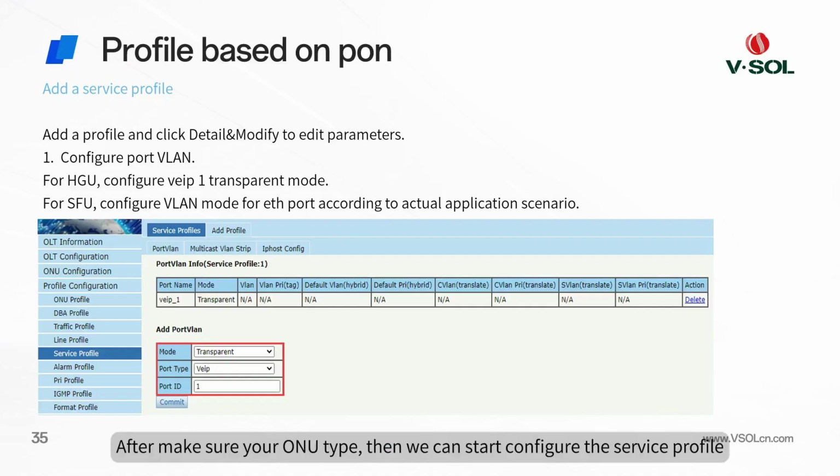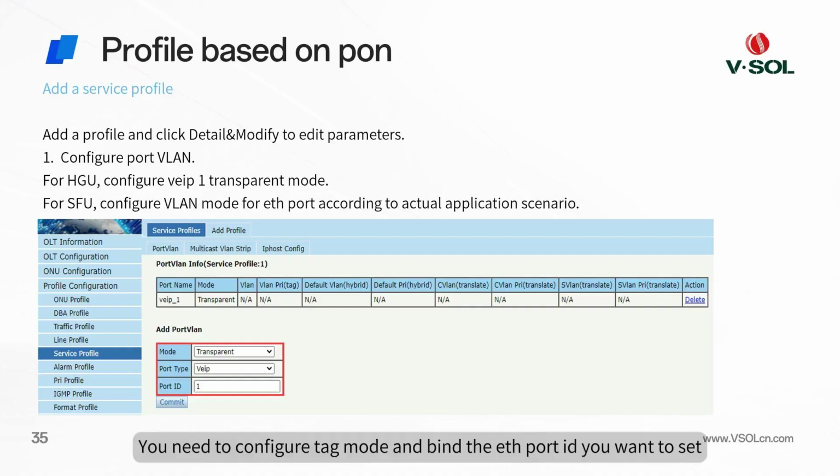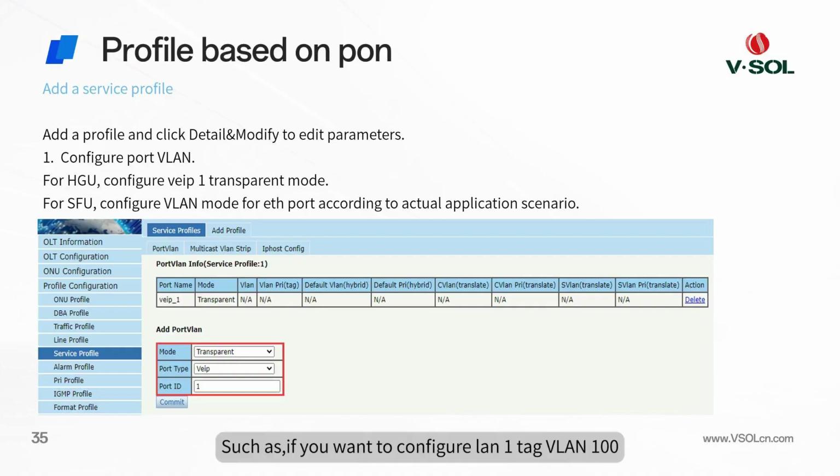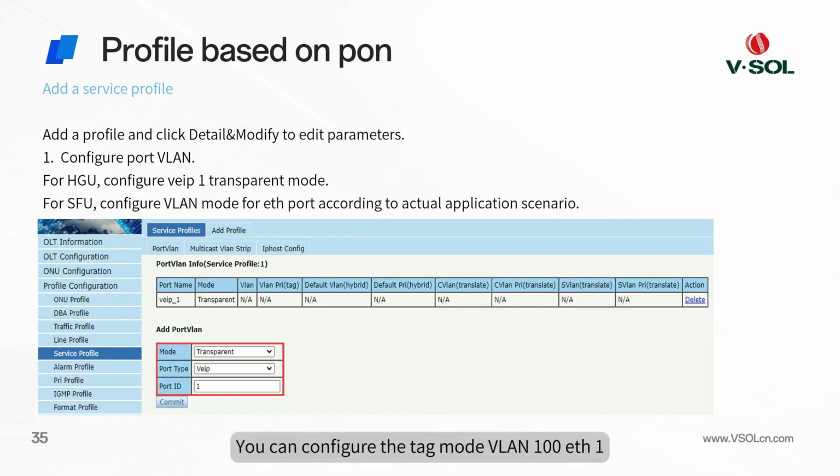For HGU, you need to configure VAP1 in transparent mode like the example photo. For SFU, you can configure different VLANs for different ONU LAN ports. You need to configure tag mode and bind the ETH port ID you want to set. Such as, if you want to configure LAN 1 with tag VLAN 100, you can configure the tag mode VLAN 100 ETH1.